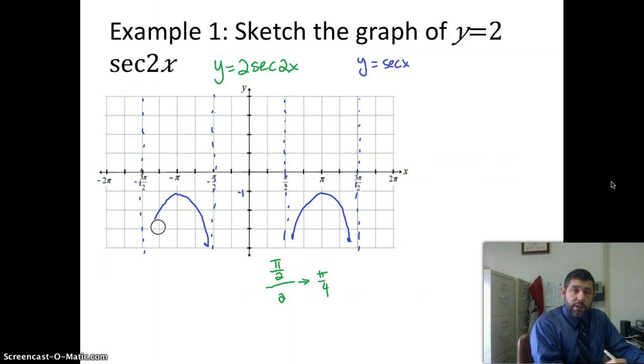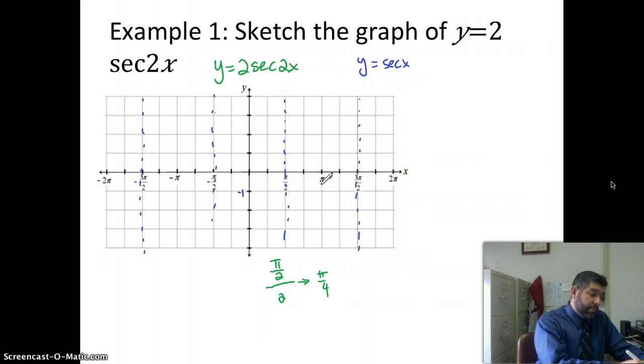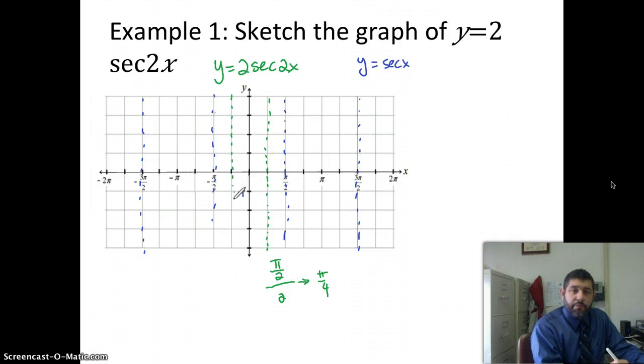I'm going to get rid of the secant graph because it might just confuse us a little bit. But we know that it starts upward then downward. So we're going to go to pi over 4. It's going to be our new vertical asymptote. We'll do the same thing with the negative. We'll get negative pi over 4. Now instead of being at 1, we're going to be at 2. So we're going to start at 2 and we're going to go up.